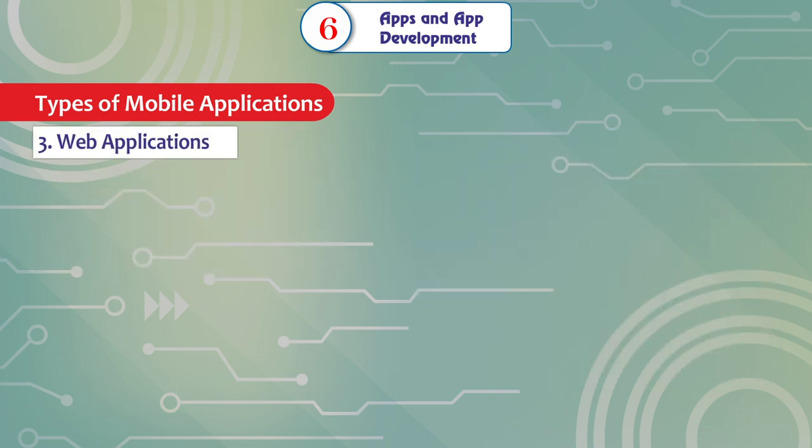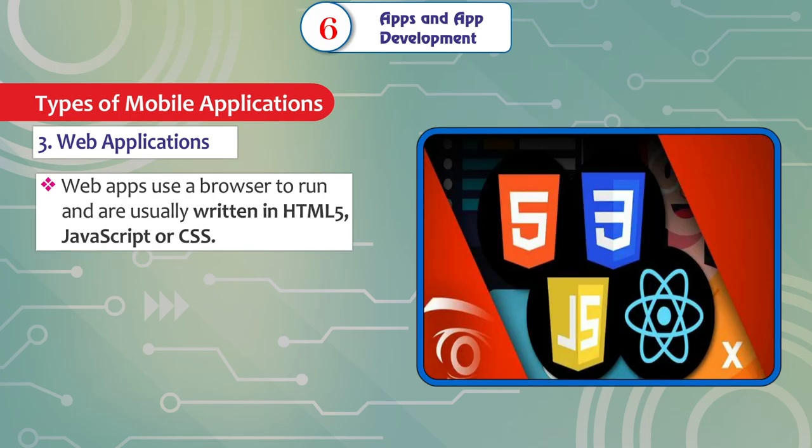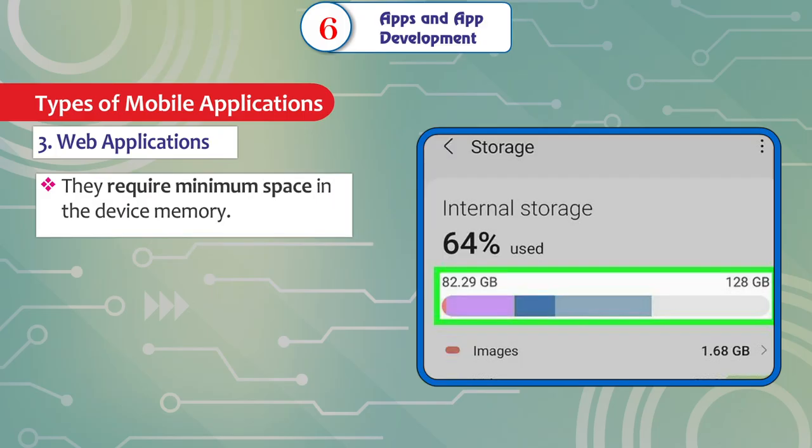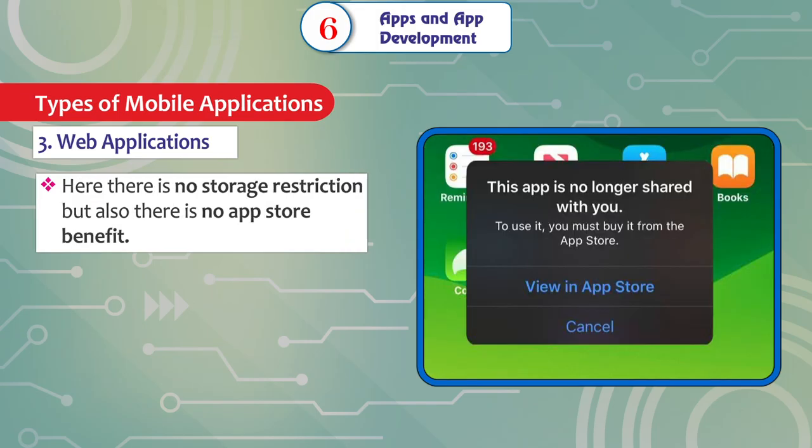3. Web applications. Web applications are like native applications. Web apps use a browser to run and are usually written in HTML5, JavaScript, or CSS. They require minimum space in the device memory. Web apps are less expensive as compared to others due to a single code. Here there is no storage restriction, but also there is no App Store benefit.